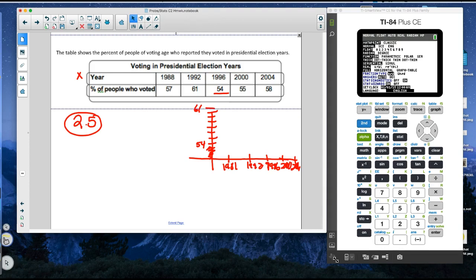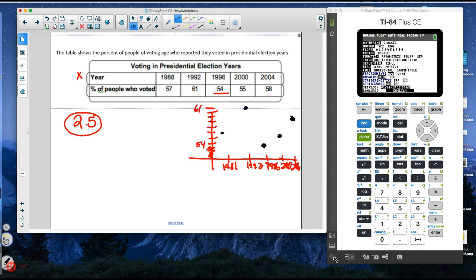If I were to plot the percent of people who voted in the elections in these years, in 88, 57 people voted. In 92, 61 people voted. That was way up here. In 96, 54 people voted. In 2000, 55 people voted. And in 2004, 58. So I think that's 58, 59, yep, so 58.